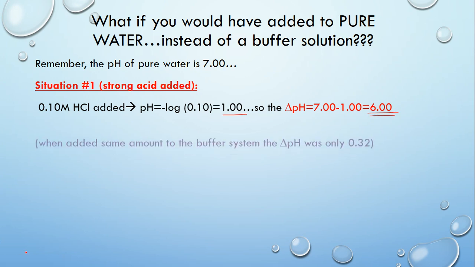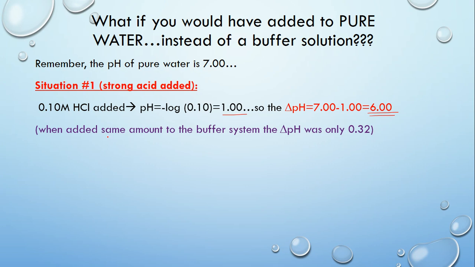Now, remember from the last example, when we added the same exact amount of the same exact acid to the buffer system, the change in pH was only 0.32. And that's the whole point of a buffering system. It resists a change in pH. If you need the pH buffered within a certain range, you want a buffer system with the common ion present.